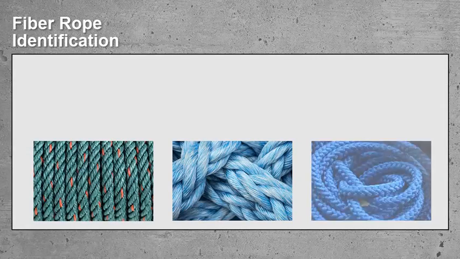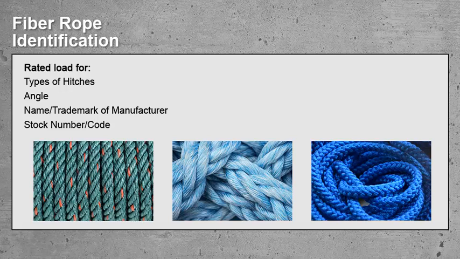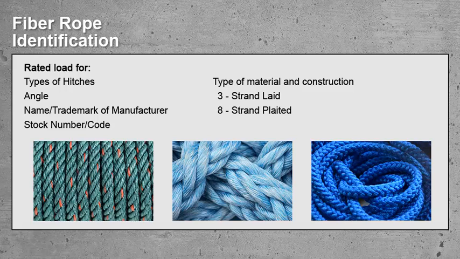The identification tag should be marked and legible with the following information: the rated load for the types of hitches and the angle upon which they are based, the name or trademark of the manufacturer's code or stock number, and the type of material and construction of the sling. The most common constructions for fiber rope slings are 3-strand laid, 8-strand plated, and hollow braided nylon and polyester.